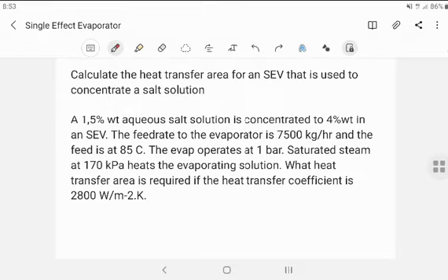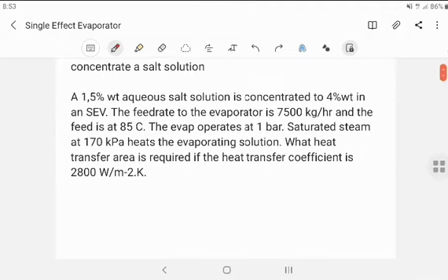And in this video, we are going to discuss an example on the single effect evaporator calculation. In this example, we are going to calculate the heat transfer area for a single effect evaporator, or I can simplify it by using SEV in here, for an SEV that is used to concentrate a salt solution.